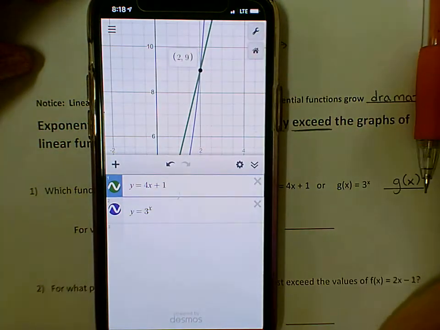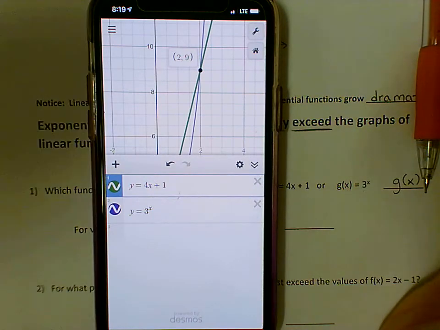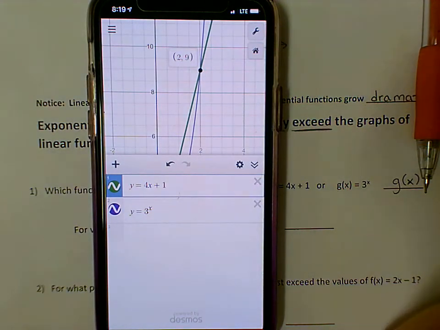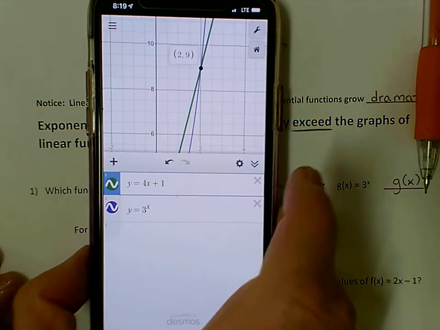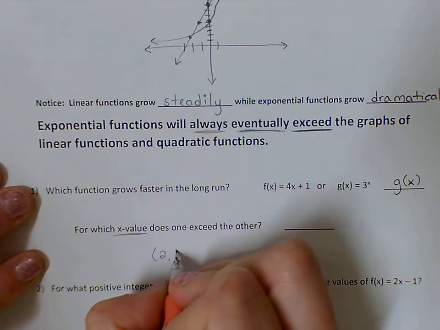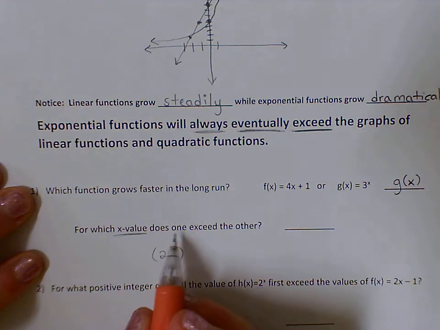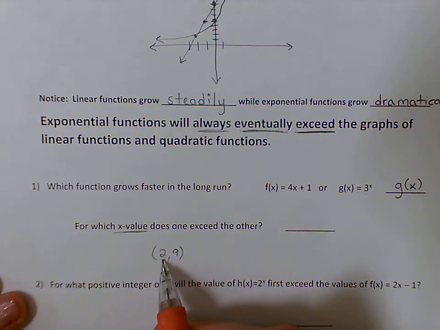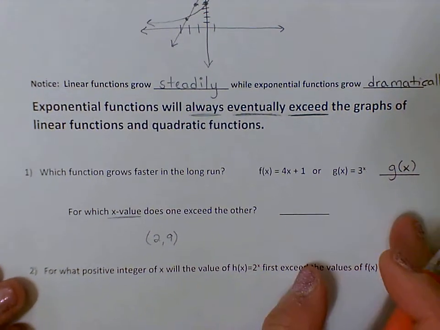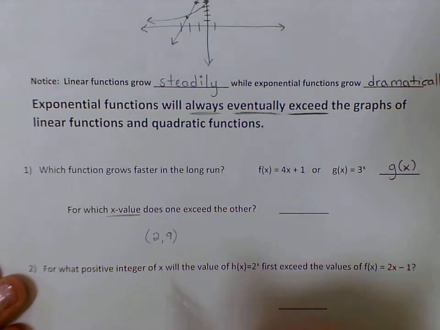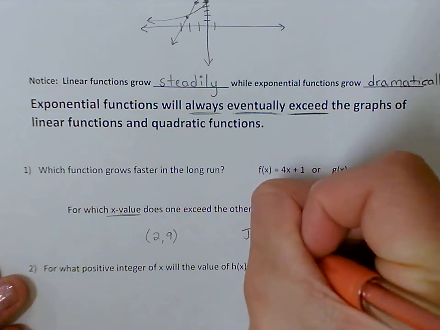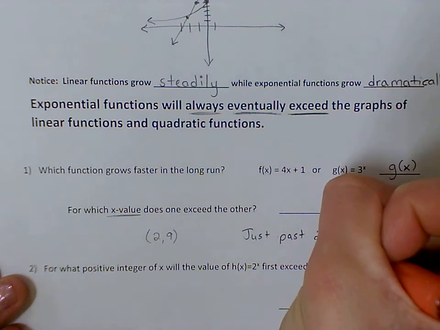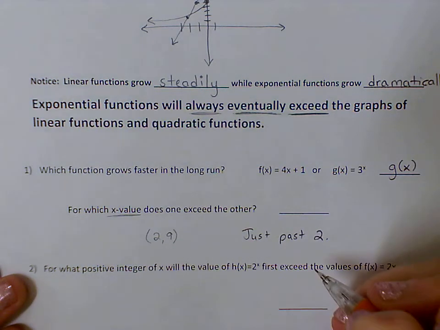So all you have to do is click on that point, and it'll tell you that point. And then, just past that point would be when the exponential passes the linear. And so notice that coordinate is at 2, 9. And it's saying, for which x value does one exceed the other? So it would be just past 2. It depends on what answer they're looking for, but you could say just past the 2 on the x-axis is when it'll exceed the other.